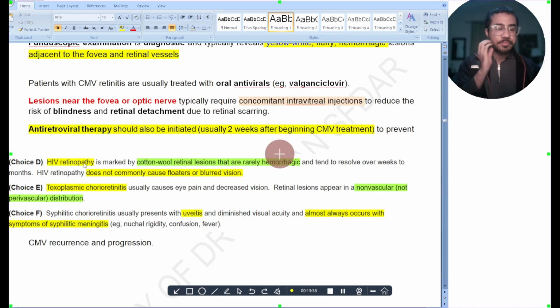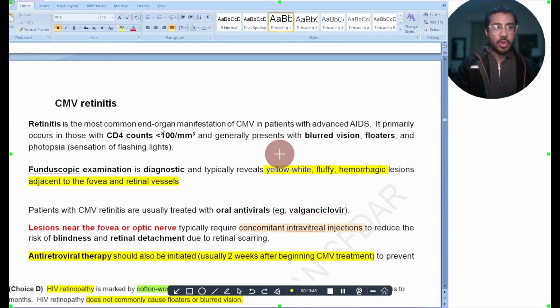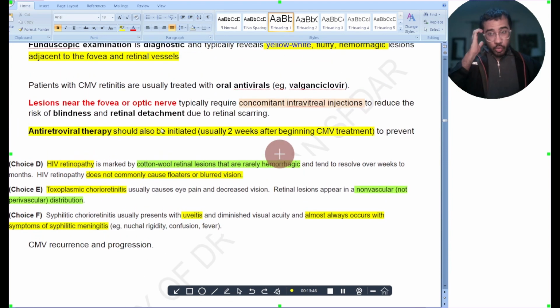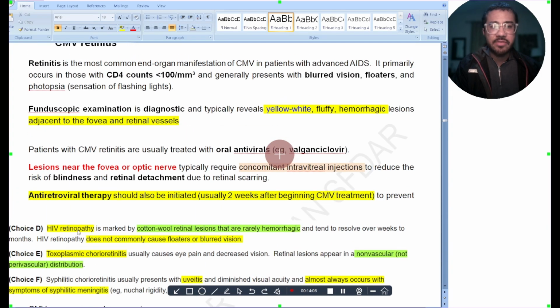HIV retinopathy. We're also going to discuss all the differential diagnoses that they usually give when it comes to CMV retinitis. When they present a case of CMV retinitis, the options might also include HIV retinopathy, toxoplasmic chorioretinitis, or syphilitic chorioretinitis. How are you going to differentiate between all of these and choose CMV retinitis as the answer? The most confusing one is HIV retinopathy, because CMV retinitis occurs in patients who have advanced AIDS and a CD4 count less than 100.